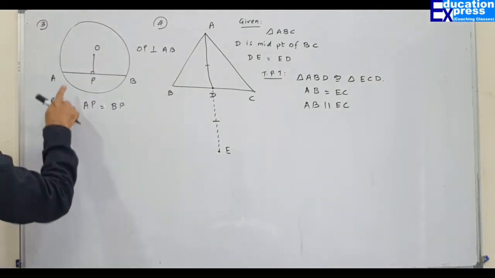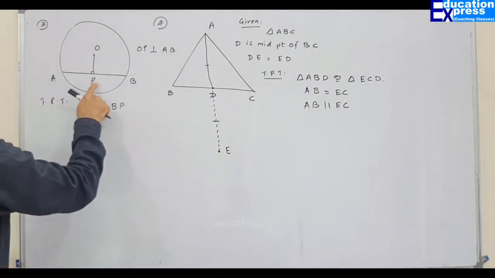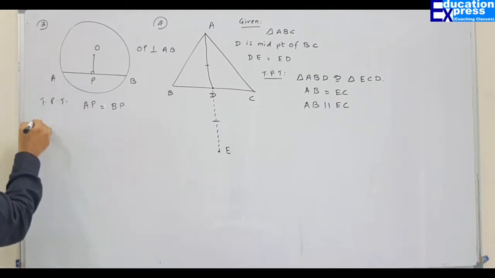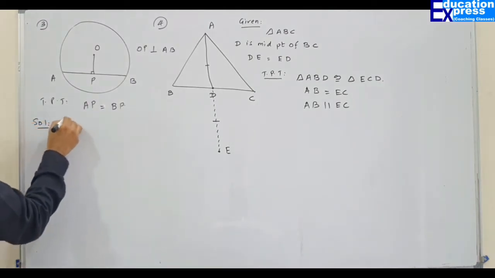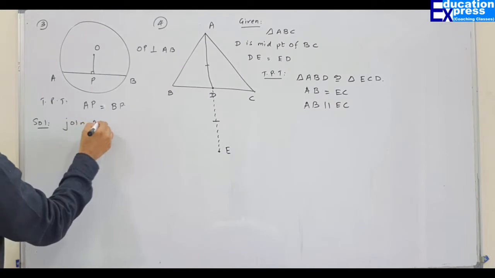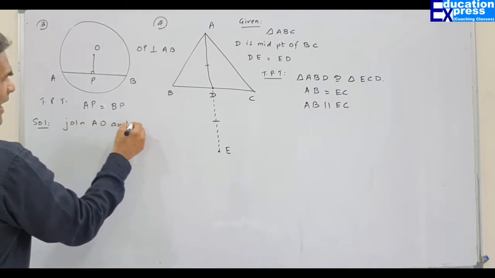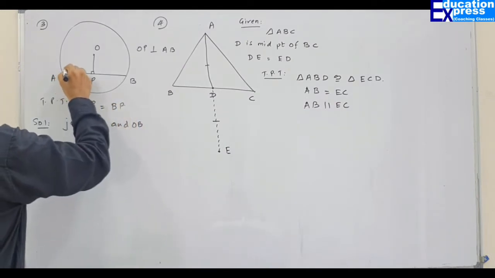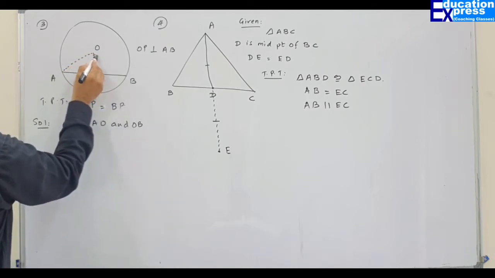What we have to prove? We have to prove that AP equals PB. How do we do it? So the solution would be: join, of course, AO and OB. Perfect, so that we get two different triangles.